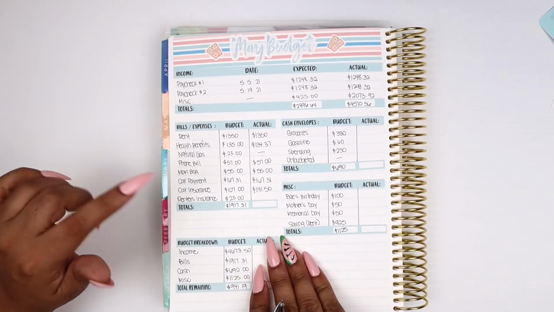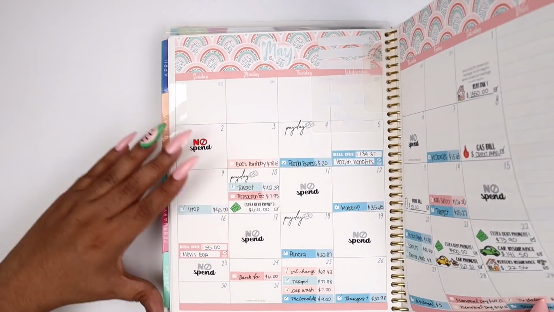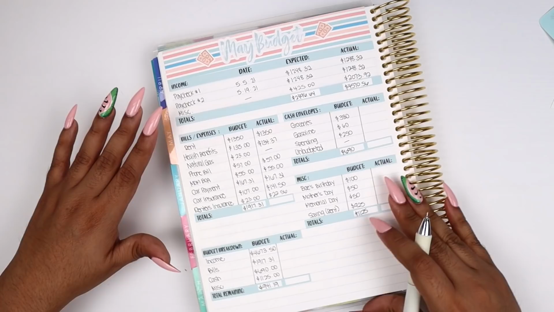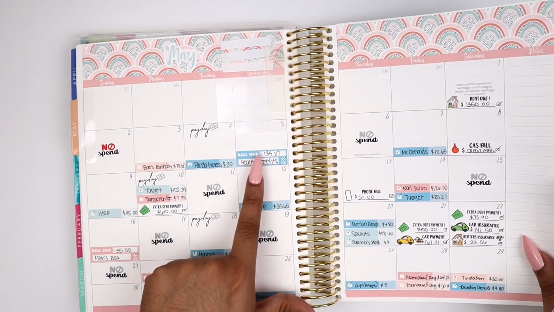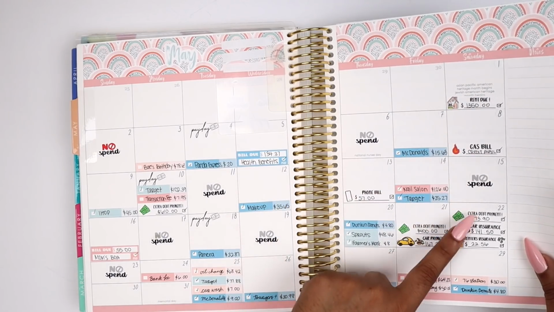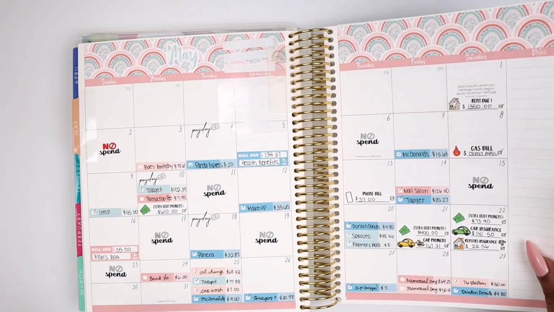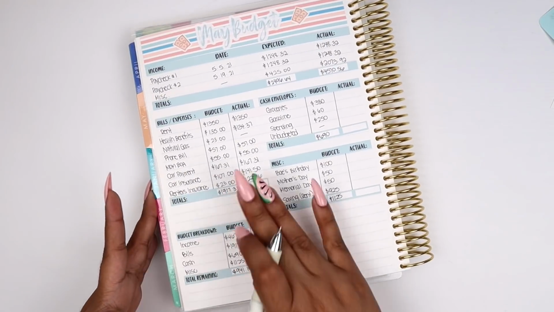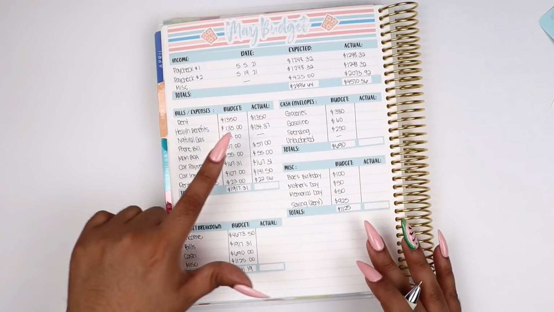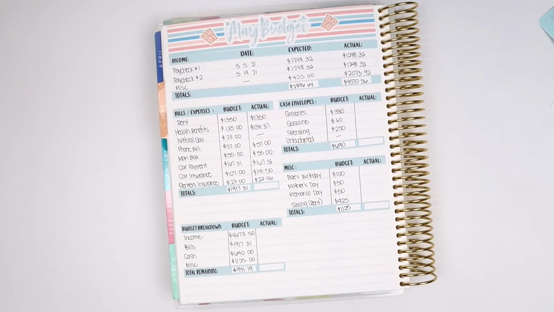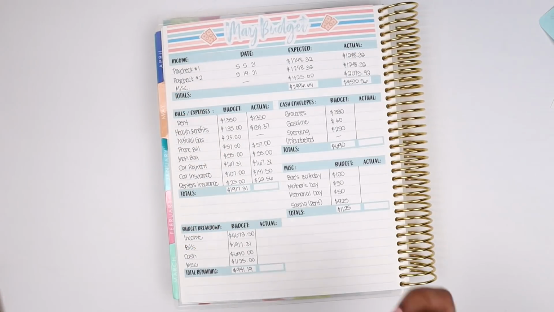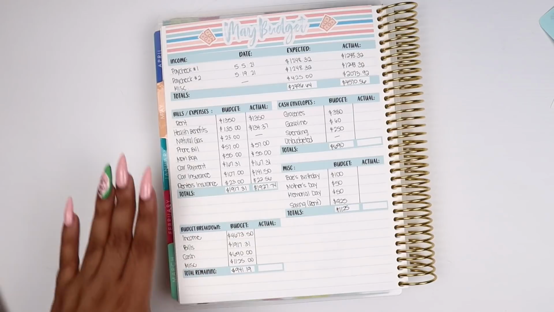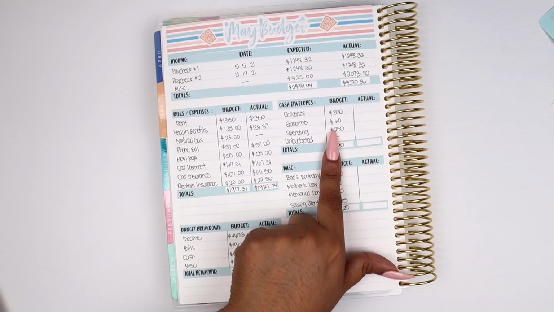For renter's insurance, I did estimate $23. It came out to be $22.56. And when I look at my calendar, all of those bills are accounted for. Everything that I thought was going to happen happened, and all of those numbers are now plugged in. So for the month of May, my entire bills ended up costing me $1,927.74.